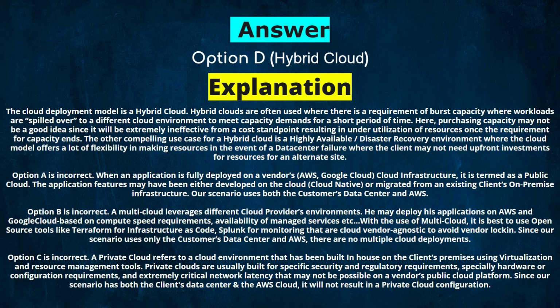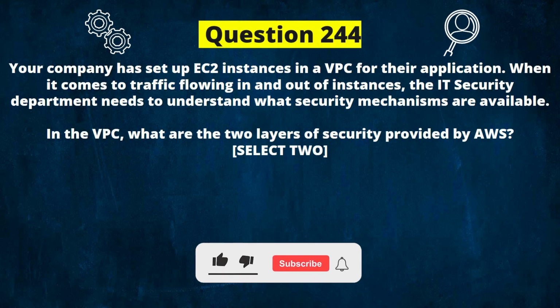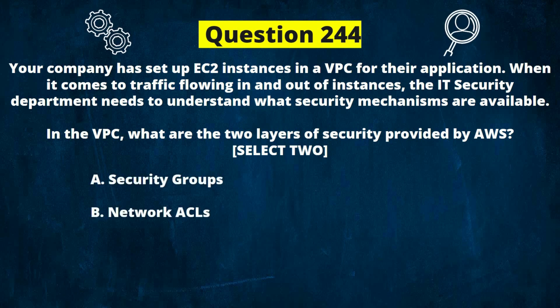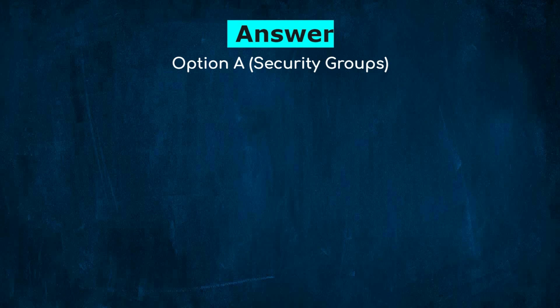Next question. Your company has set up EC2 instances in a VPC for their application. When it comes to traffic flowing in and out of instances, the IT security department needs to understand what security mechanisms are available. In the VPC, what are the two layers of security provided by AWS? Select two options. And the options are A. Security groups, B. Network ACLs, C. DHCP options, D. Route tables. And the correct answer is option A. Security groups and B. Network ACLs.